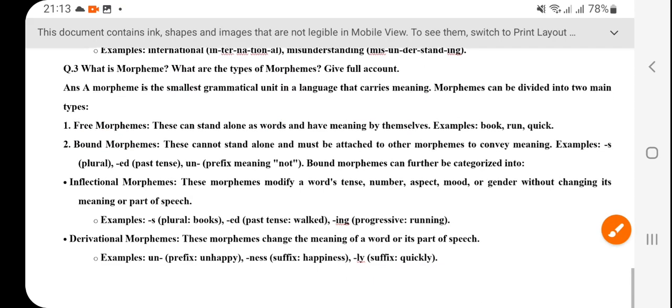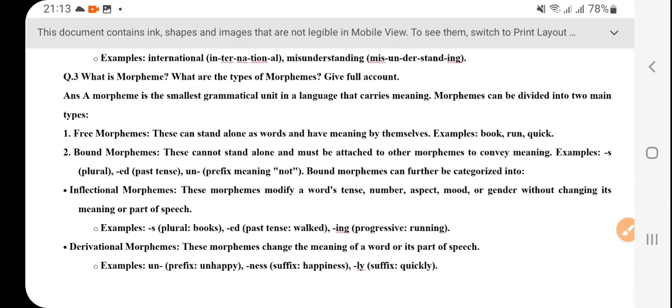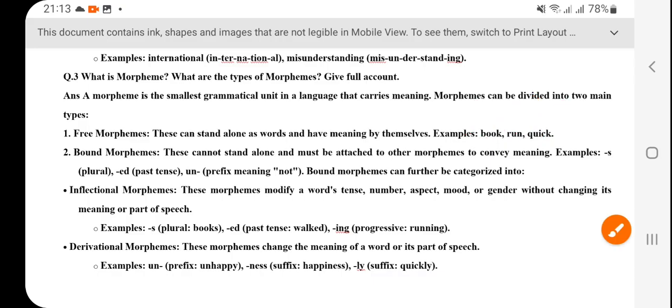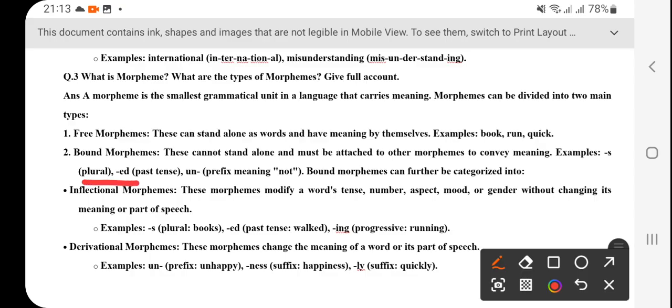Now what is a free morpheme? These can stand alone as a word and have meaning of themselves. Book is a free morpheme, run, quick, right? And then a bound morpheme cannot stand alone and must be attached to other morphemes to convey meaning. Examples are plural, right? When we make the plural form, when we make past tense, so -ed, and suffixes, prefixes, right? So that's un- meaning not.